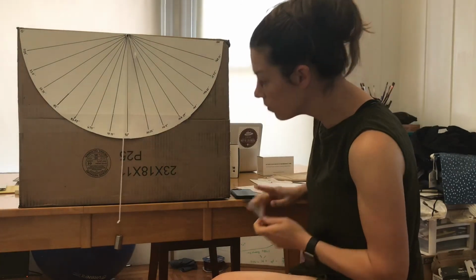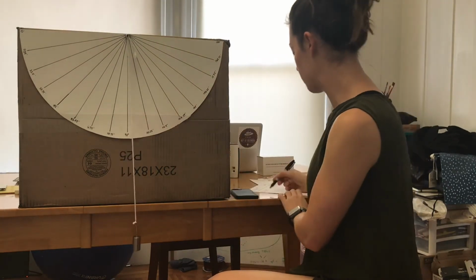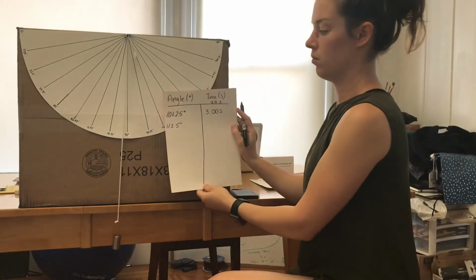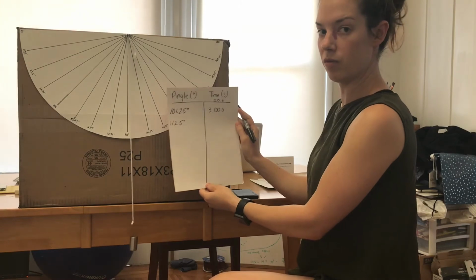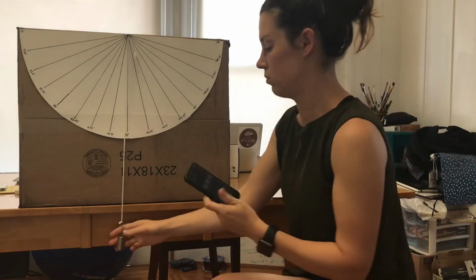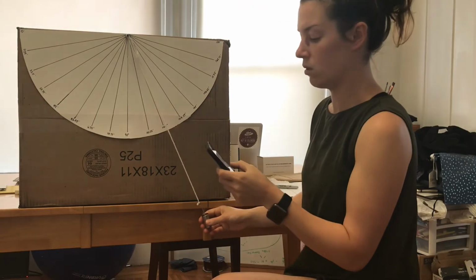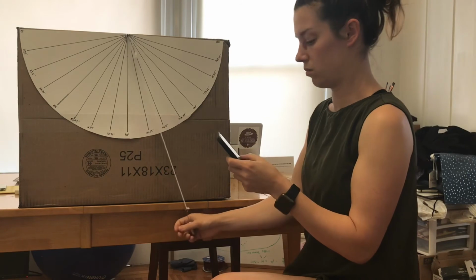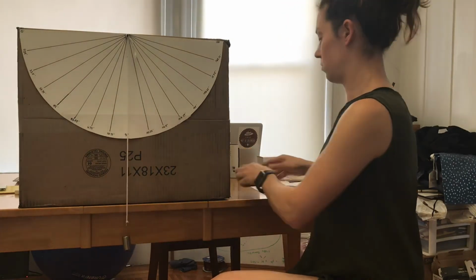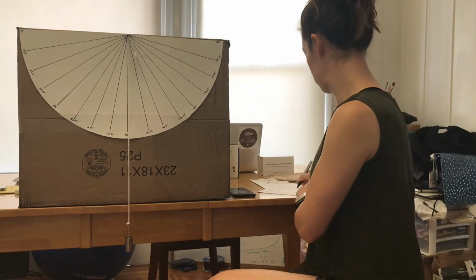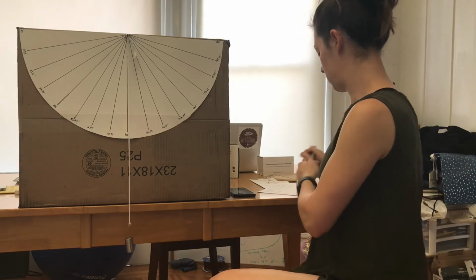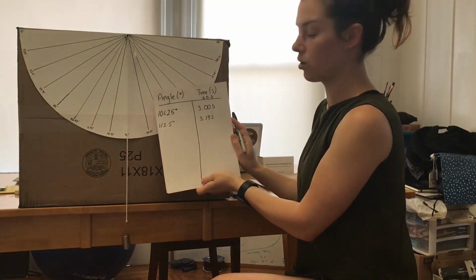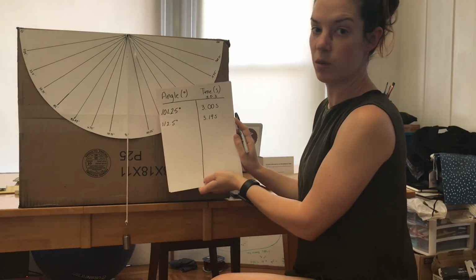My next angle is 112.5 degrees. Let's check it out. 3, 2, 1. At 112.5 degrees, it took 3.19 seconds for the pendulum to swing.